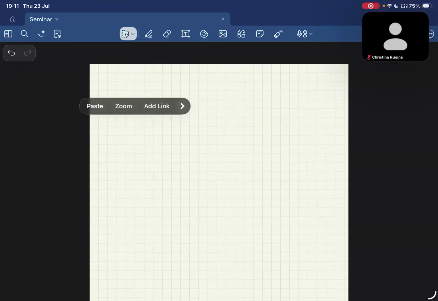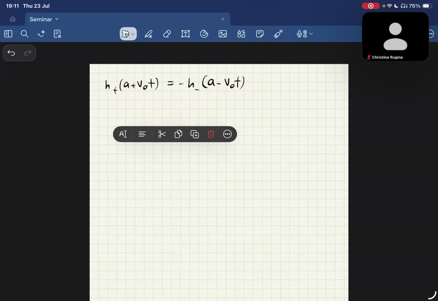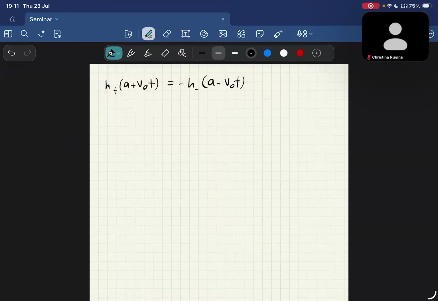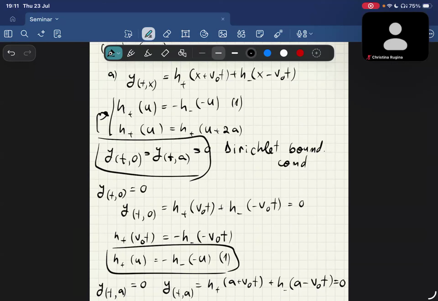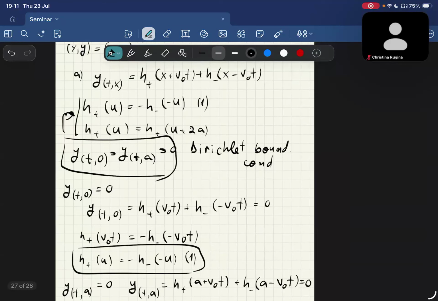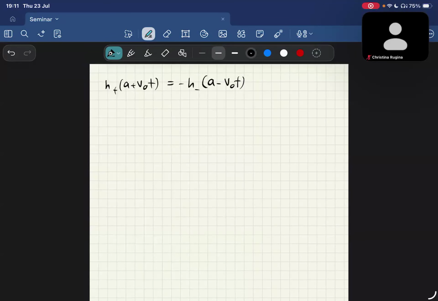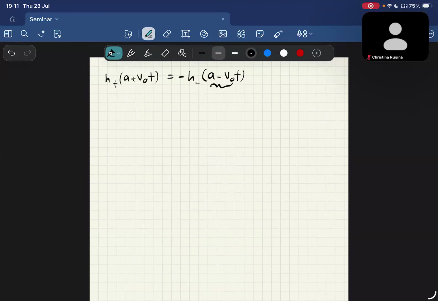Okay, great. Now let's continue. So we have a very close form to the one that we found earlier with the minus h minus of minus u. So to get something similar and put it to use here, we could just say, okay, this part, let it be equal to minus u. So minus u is equal to a minus v0 t. So u will be v0 t minus a.